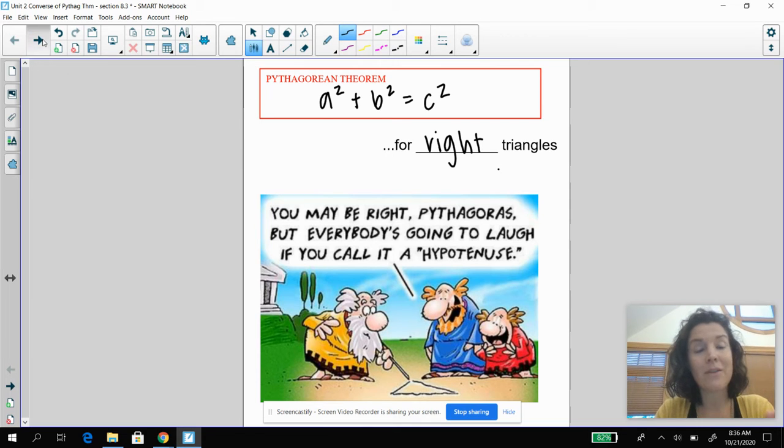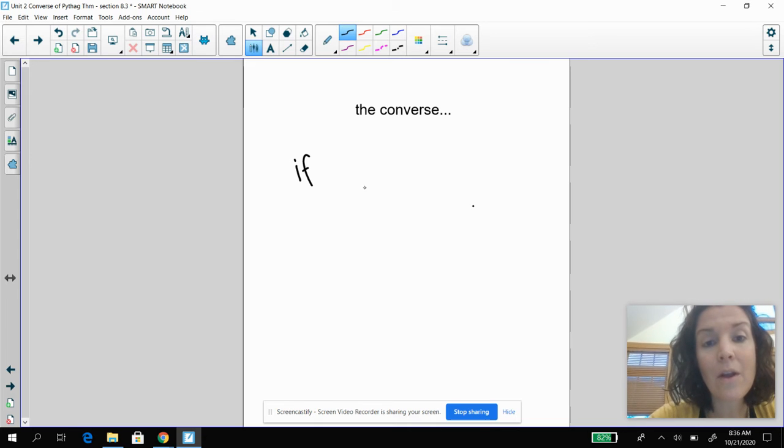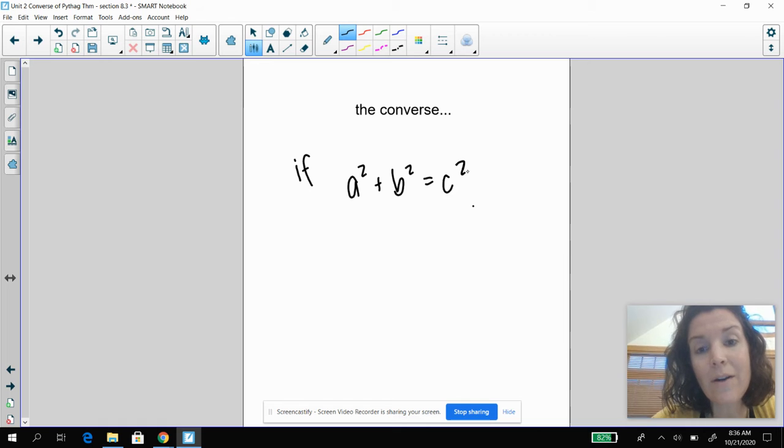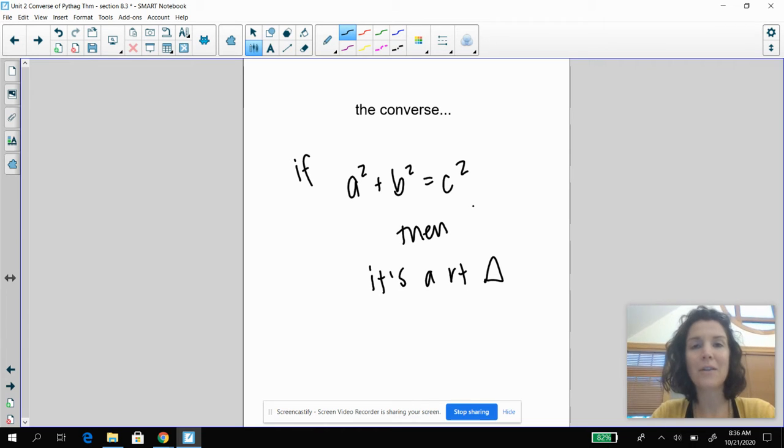The converse of this then is if a squared plus b squared equals c squared, then it's a right triangle. RT triangle, like the sloppiest triangle ever. So if a squared plus b squared equals c squared, then we know it's a right triangle.